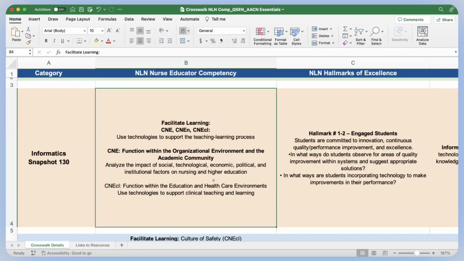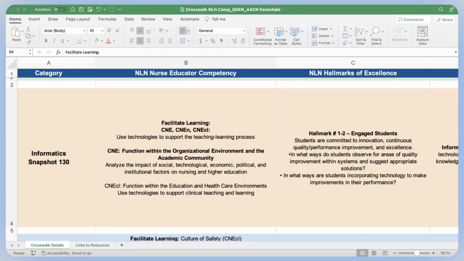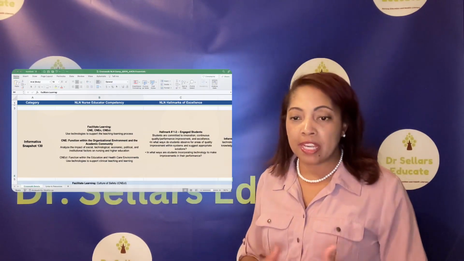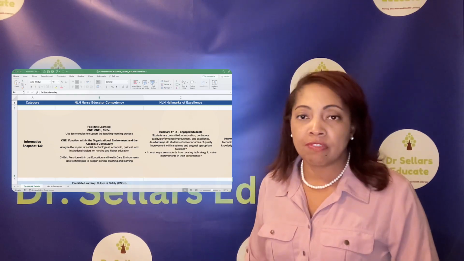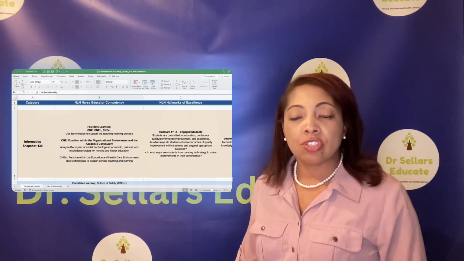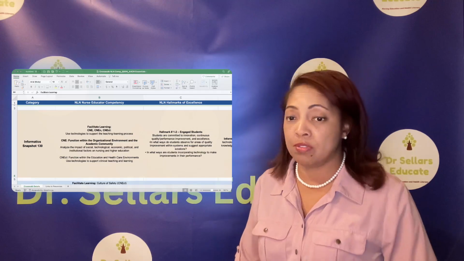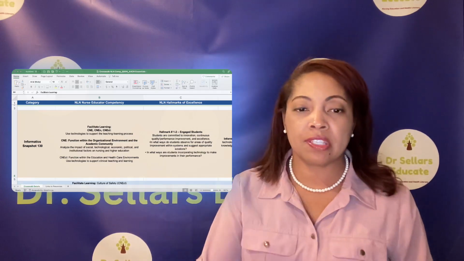Okay, and then the next competency is for C&E, functioning within the organizational environment and the academic community, our ability to analyze the impact of social, technological, economic, political, institutional factors on nursing and higher education. What is our role primarily? Well, first, we want to make sure that we understand from a political standpoint, from an economic standpoint, and even institutional factors that may influence the decisions that we make about our curriculum and what content we're teaching, what resources we're using. Okay, so that's how it aligns with this competency specifically.